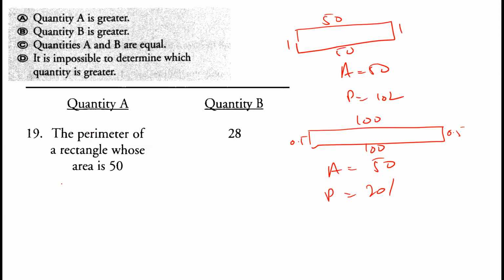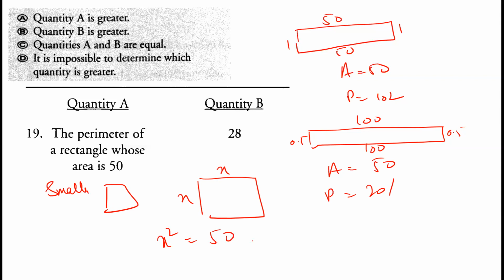What will be the smallest perimeter? The smallest perimeter will be that of a square. So if you have a square over here, if this side is x, then x square would be 50 and x would be under root 50. We know that under root 50 is something more than 7, because under root 49 is equal to 7. So x is more than 7.